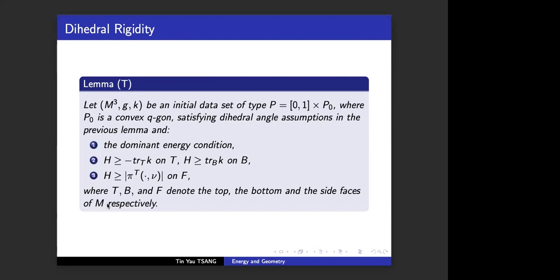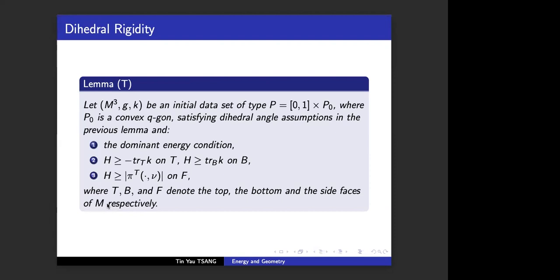So first of all, let M, g, K be a certain set, again, of the type P of C1 times P0, satisfying the dihedral angle assumption that we have previously mentioned. And then in the interior, we have to assume the dominant energy condition G. While on the top, we only have to assume H is greater than the modulus of the trace of K on the surface. On the bottom, H is greater than the trace of K on the surface.